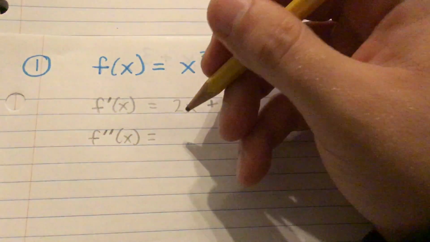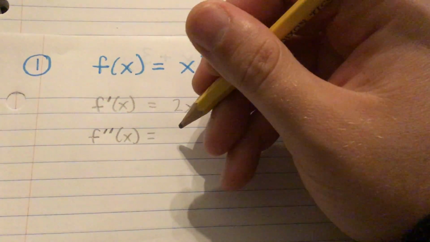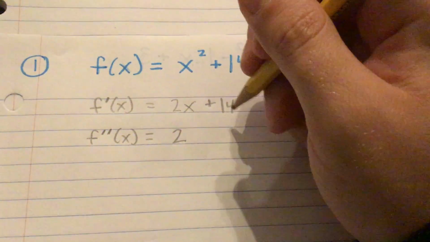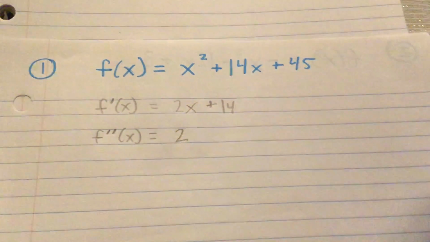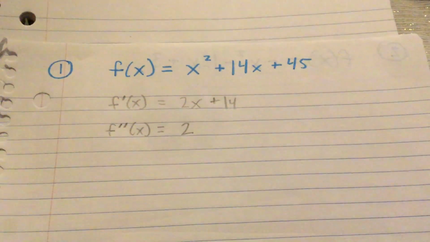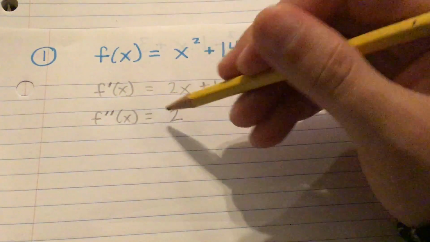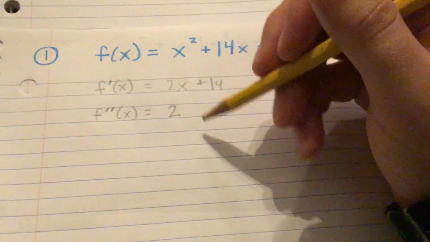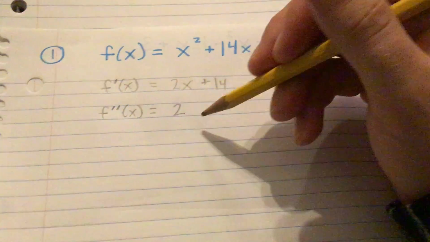And just for the sake of argument, let's do f double prime of x. So the derivative of 2x is just, well, 2. And the derivative of 14 is 0. So quadratics have this unique feature where the second derivative is just going to be a constant. So for the first 4 problems, I like it. I like it a lot.